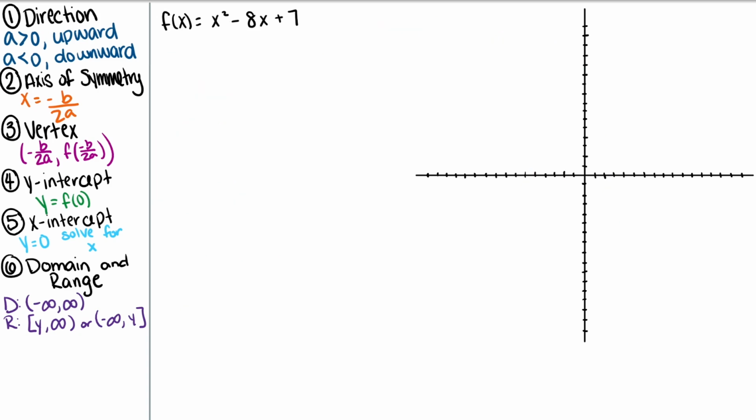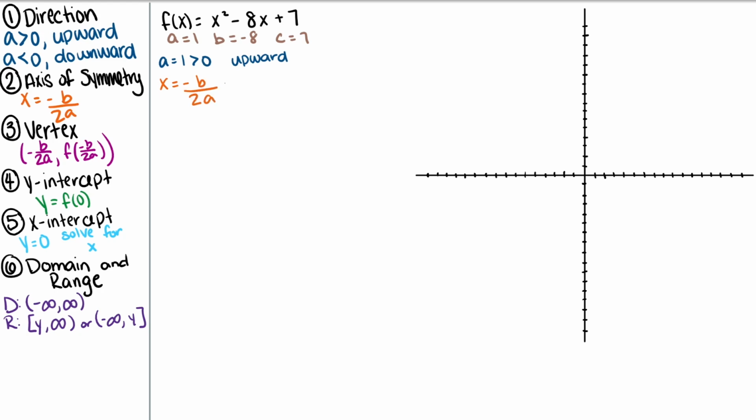Next, we have f of x equals x squared minus 8x plus 7. So our a is 1, our b is negative 8, and our c is 7. Since our a is 1, that's greater than 0, so we know that this graph will open upward. For our axis of symmetry, again, we'll use x equals negative b over 2a.